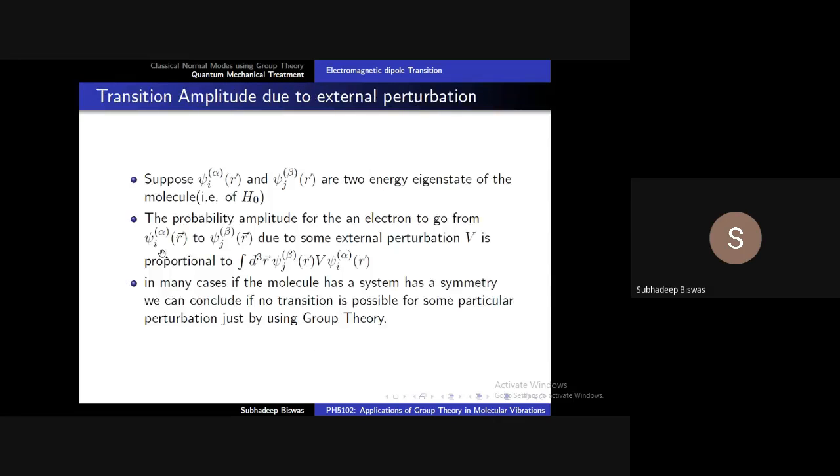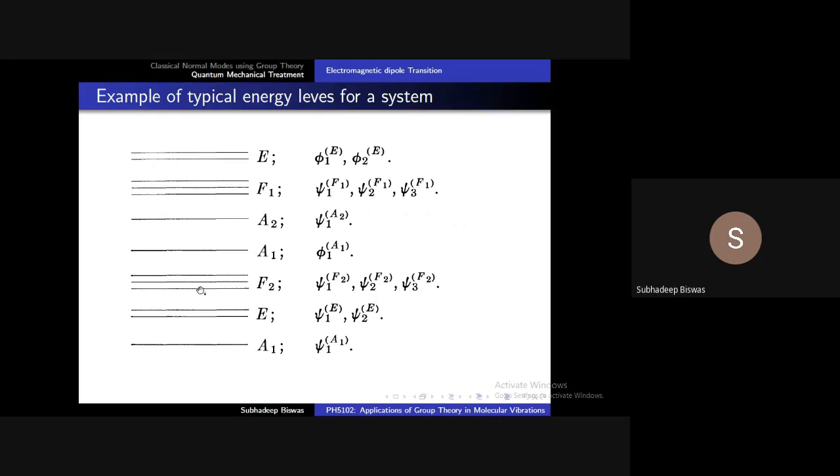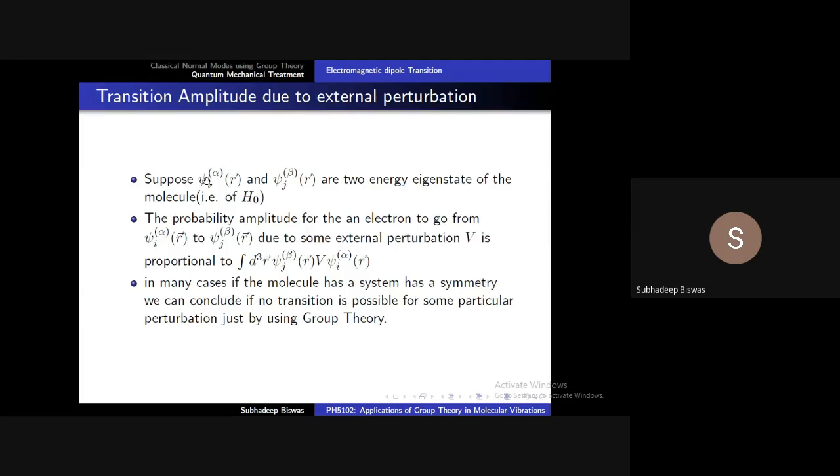So suppose the initial state of the molecule is denoted like this, where alpha is the representation and i is the basis in that representation. Suppose from an initial state we want to see whether it can reach a final state or not. These are two energy eigenstates. In general, they can have the same eigenvalues or different eigenvalues. If we want to know the probability amplitude of an electron to go from this state to this state, that will be proportional to the external perturbation that we are using as part of the actual Hamiltonian. That will certainly break the symmetry of the system, and that is the reason they can go from one state to another. And this probability amplitude is proportional to this expression.